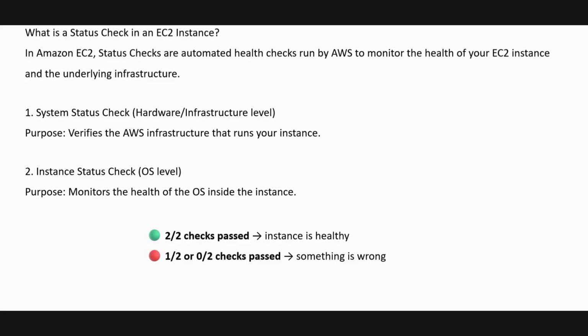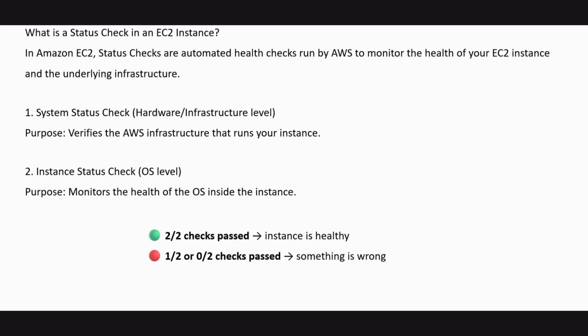It is like a system status check. It verifies the AWS infrastructure to run your instances, like a hardware level. And if it comes to instance status check, it is like OS level. So it checks whether the instance has connectivity at the OS level. It also monitors the health of the OS inside the instance.